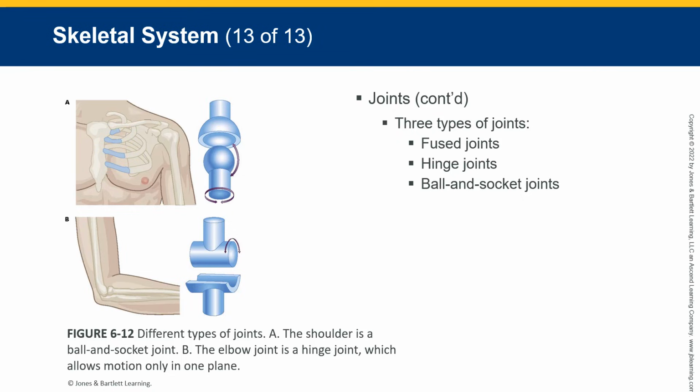You have a couple different types of joints. You have a fused joint, a hinge joint, and a ball joint. Fused joints are like the sacrum and the coccyx. But the hinge joints, now we're talking about like the elbow, right? The ball and socket joints, now we're talking about the femur into the pelvis.